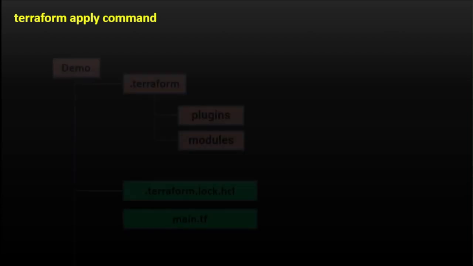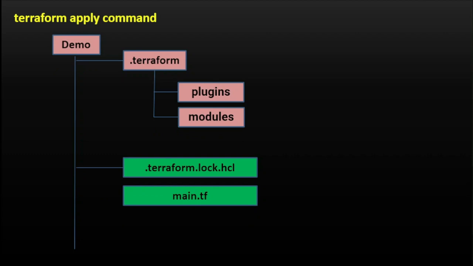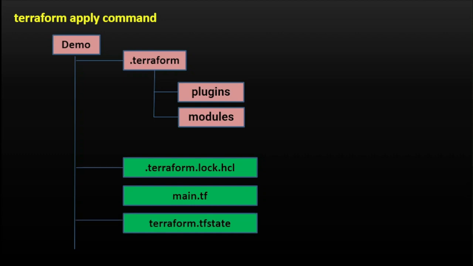Okay. So now after running the terraform plan command, we'll run the terraform apply command. And whenever you run the terraform apply or terraform destroy commands, Terraform will create or update a file called terraform.tfstate. This file keeps track of the state of your infrastructure. It is used to keep track of the resources that were created by Terraform, and it will determine what changes need to be made to your infrastructure. So we can say that this is a very important file. We can't afford to lose this file.